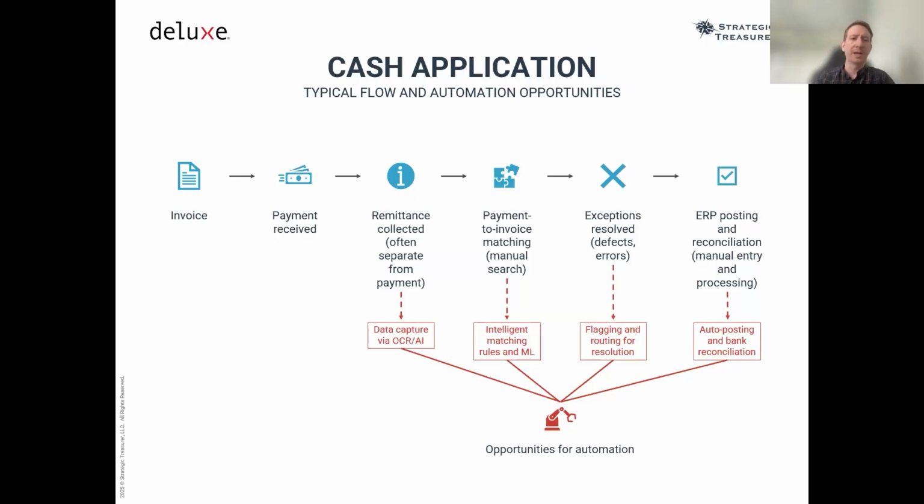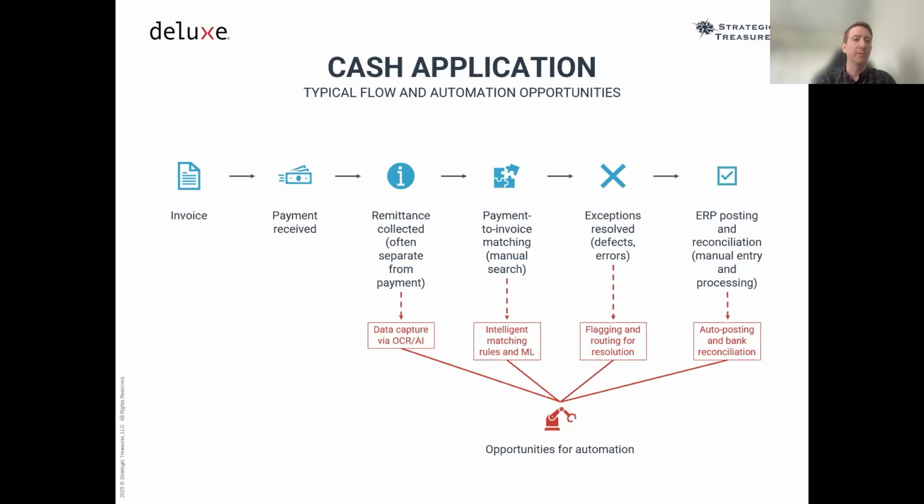Yeah, absolutely. So cash application is a specific part of the order to cash workflow, right? Which is the invoice generation all the way to posting that matched payment that's income against the invoice and having that reconciled in your ERP. So in the steps here, you'll see there's invoice, payment received, remittance collected, the payment to invoice matching, and then the exceptions resolved. And I'll talk a little bit about each of these steps, right?